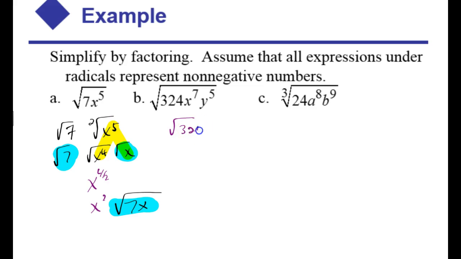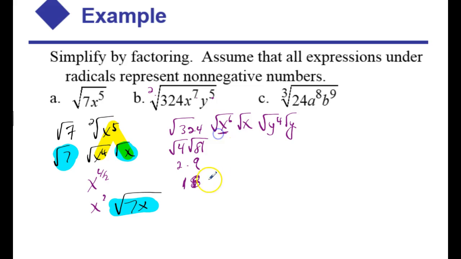Problem B is 324. We'll try to break that up. 7 doesn't divide by 2, but I'll go to the highest that does, which is a 6. And 5 doesn't divide by 2, but I'll do the highest that does, which is a 4. So now I've got to come up with factors of 324. I'm going to try to pick the highest perfect square. And it looks like 4 goes in there 81 times, which is really nice because they're both perfect squares. So this just breaks down to 18.